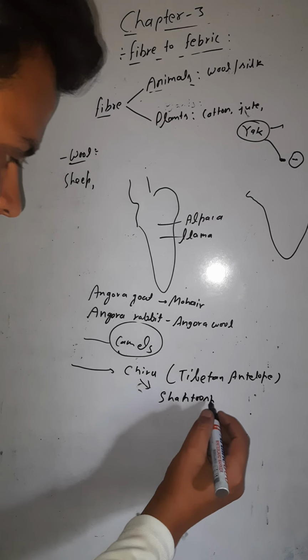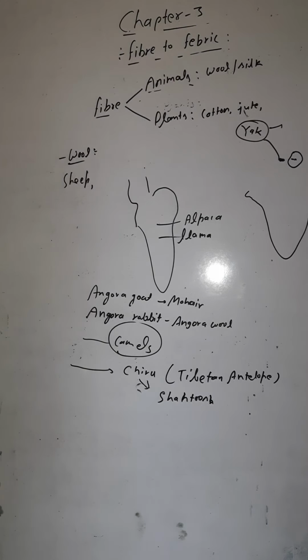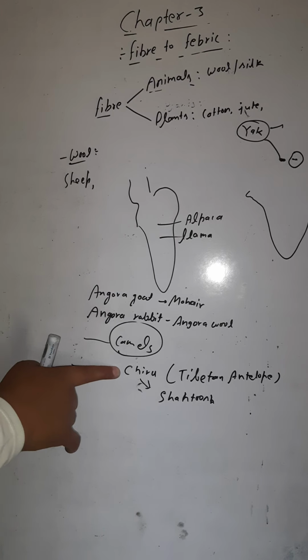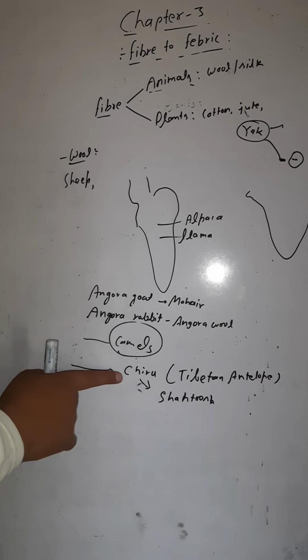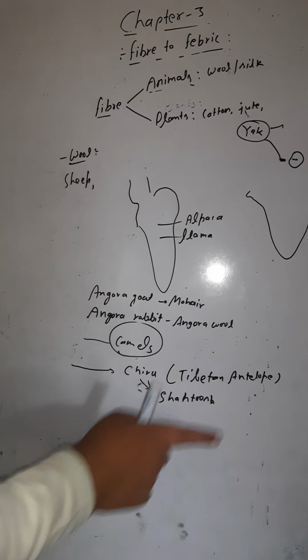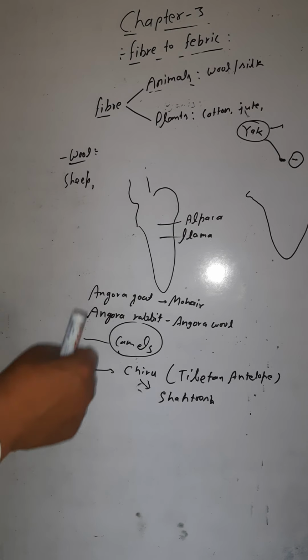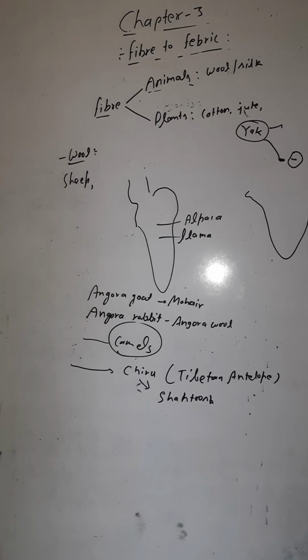Shatush. So it's very costly and very high quality wool that we are getting from the chiru. Okay, so from the chiru animal we are getting a wool. Chiru is also known as Tibetan antelope. So from chiru we are getting shatush. Okay, it's a very high quality and very costly wool also.